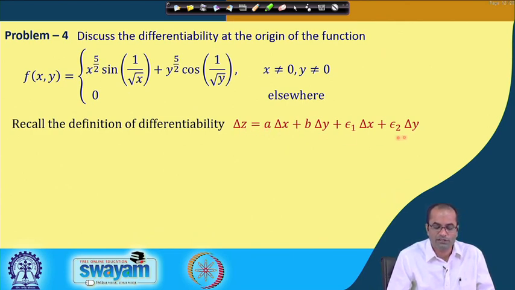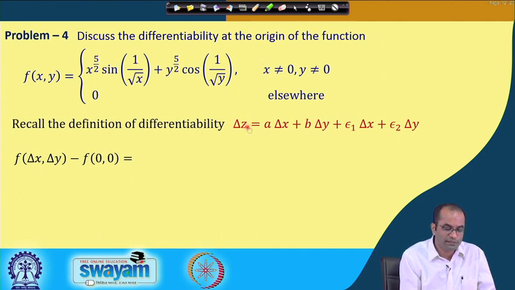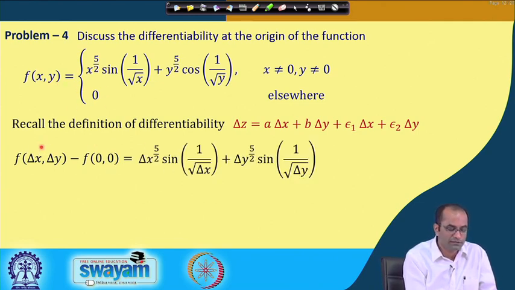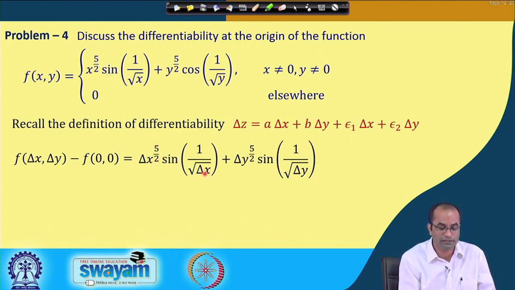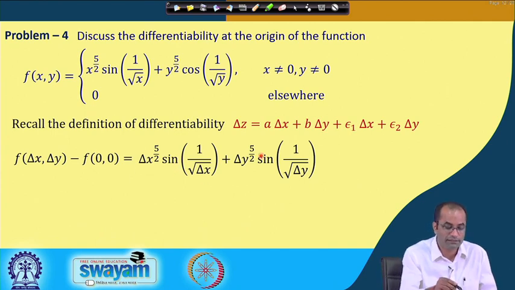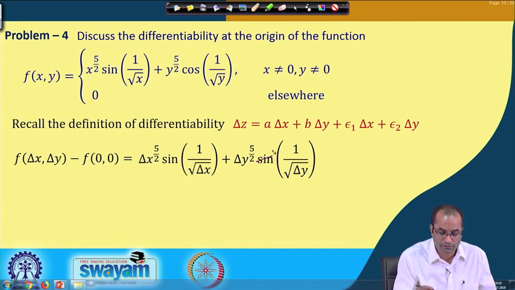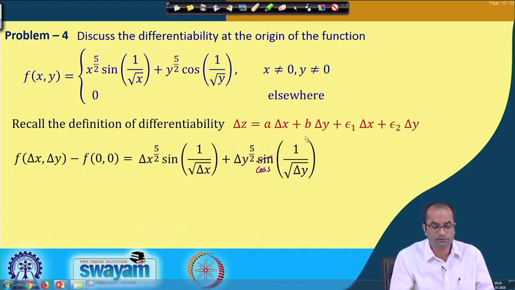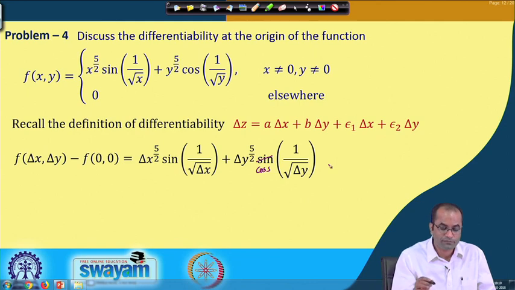We can easily express this function in this form, because if you observe, this delta z is f of delta x, delta y minus f at the 0 0 point. This is equal to just the x and y replaced by delta x, delta y, and this is 0. So, we have here delta x power 5 by 2, then the sine term, 1 over square root delta x, plus here we have delta y power 5 by 2, and then we have the cos term, the cos of 1 over square root y.